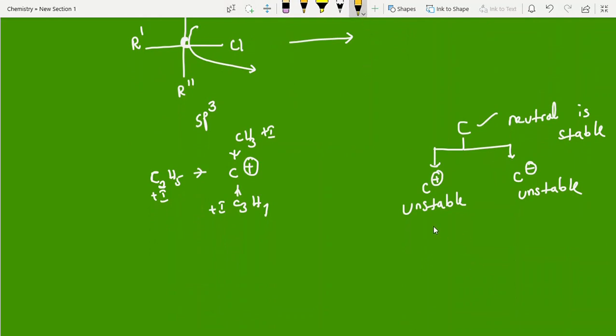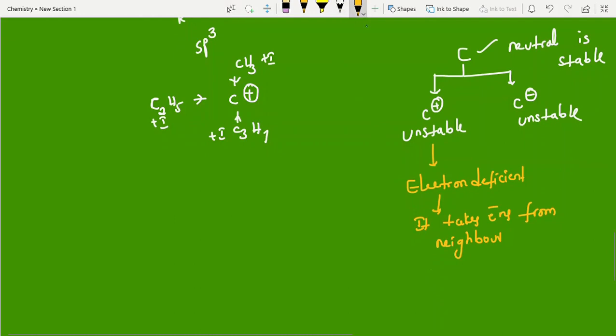Carbocation, suppose a carbocation intermediate. Carbocation is nothing but electron deficient. It doesn't have electrons, so it takes electrons from someone, from a neighbor group. Then it is participating in the reaction, so it is reactive, chemically active. It takes electrons from the neighbor group and gets stabilized. Finally this is chemically active.